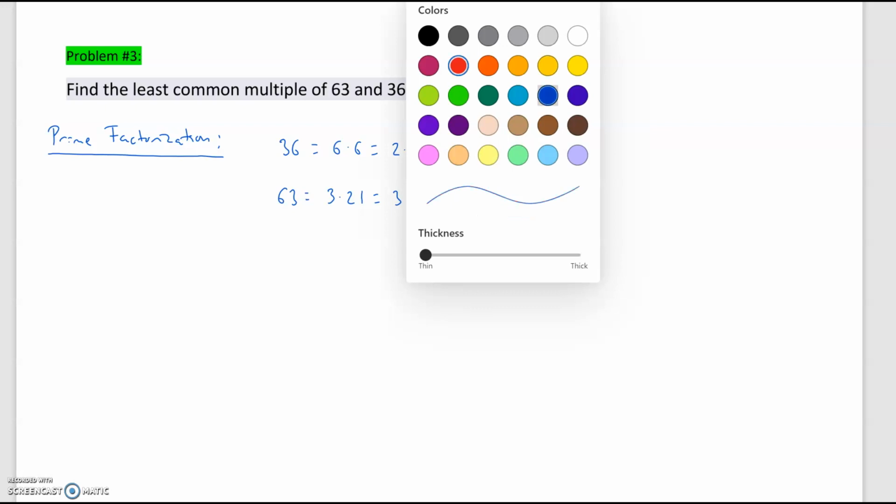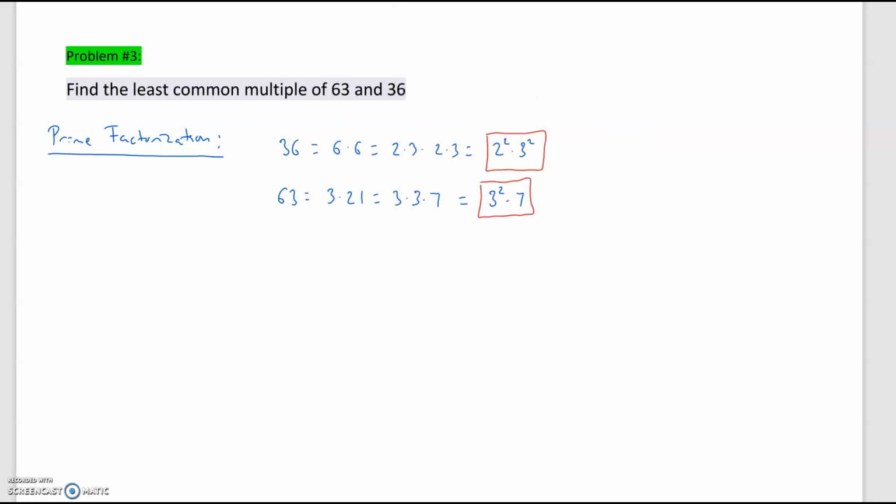Now, as you're looking at the LCM, there's a couple of ties here. So your LCM is going to be the maximum of the 2's. This will be 2 to the second. Maximum of the 3's. This will be 3 to the second. And then the 7. So please evaluate that. I'm getting 252.